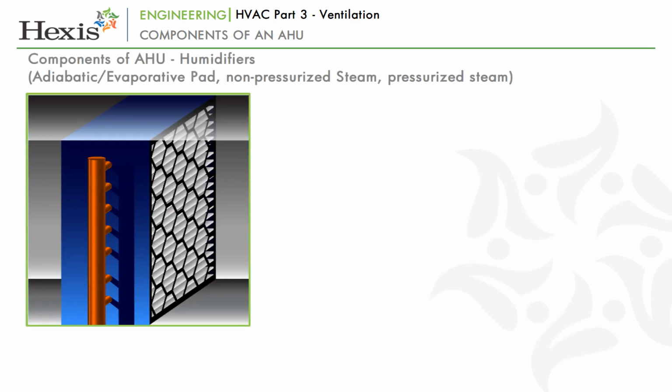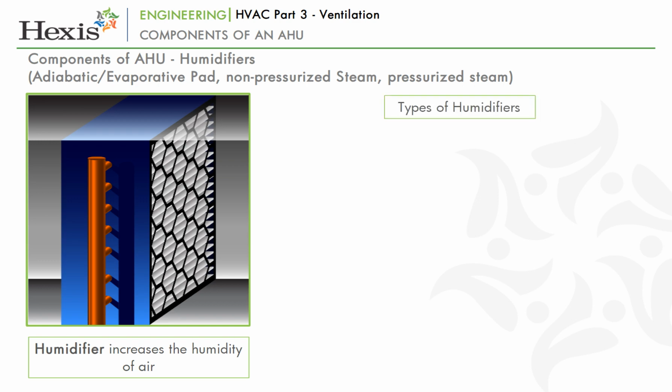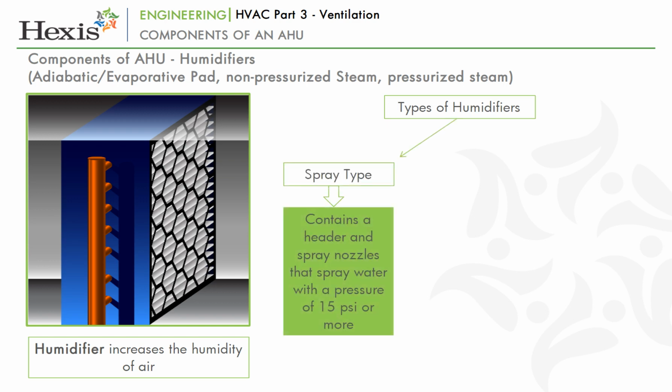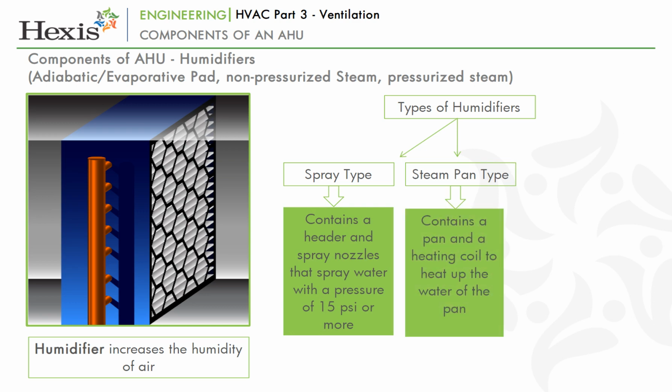During winter, the humidity level of the air can be low, hence causing discomfort to the occupants. The humidity of the air is increased by using humidifiers. Types of the commonly used humidifiers are as follows. Spray type has a header and spray nozzles that spray water with a pressure of 15 psi or more. Steam pan type has a pan and a heating coil to heat up the water of the pan. The evaporation of water caused by the heating will increase the humidity level of the surrounding air.